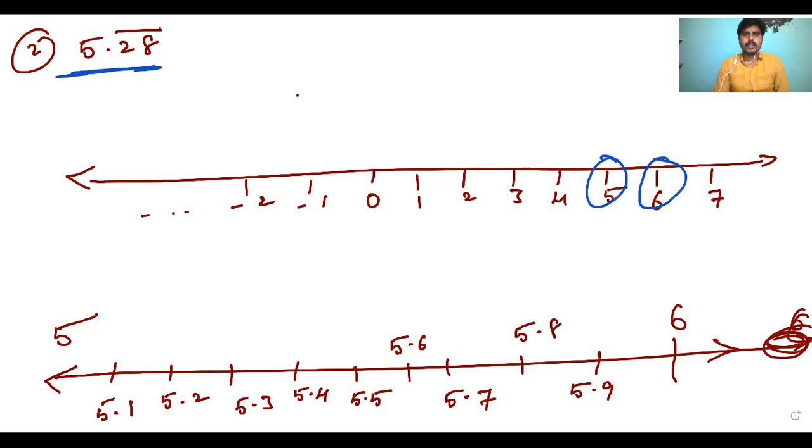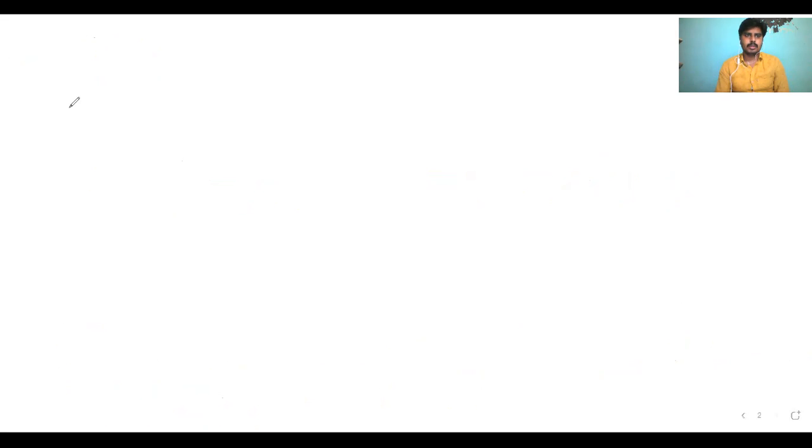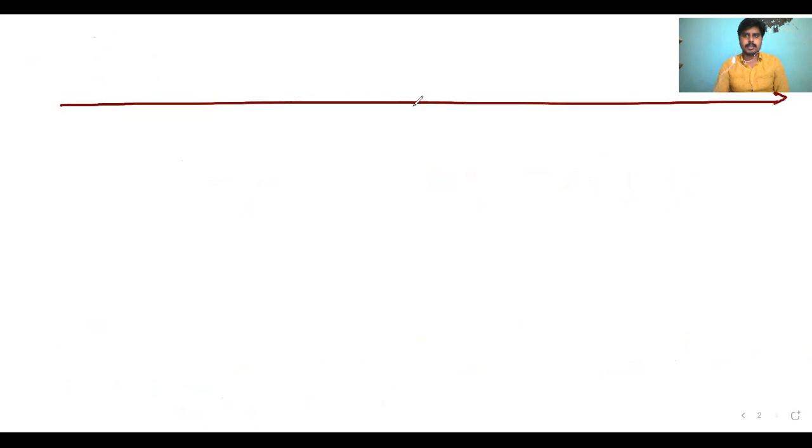So we need 5.28 bar. If you observe, 5.28 bar lies between 5.2 and 5.3, isn't it? Is it right? So next, take one more number line, which is step 3. Put 5.2 here and 5.3 here.